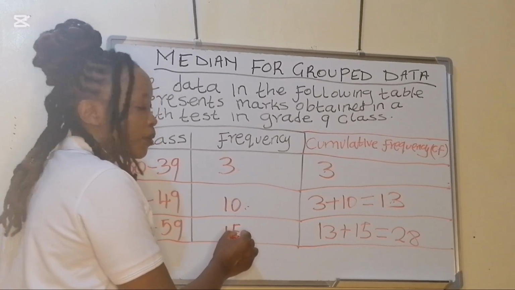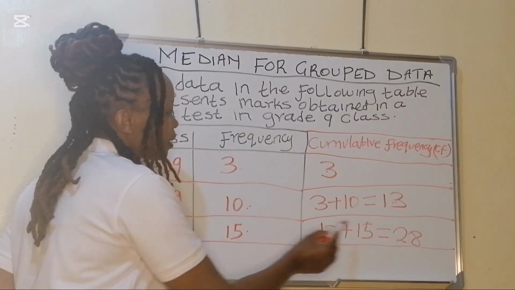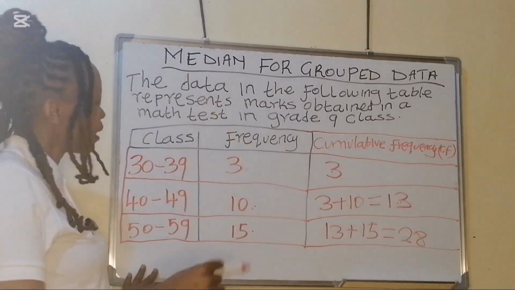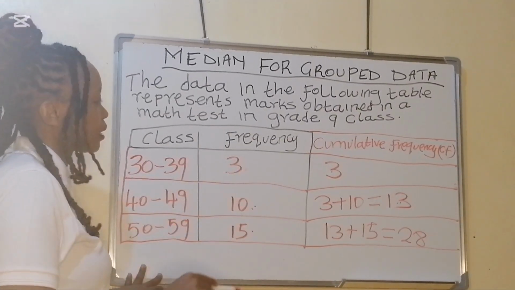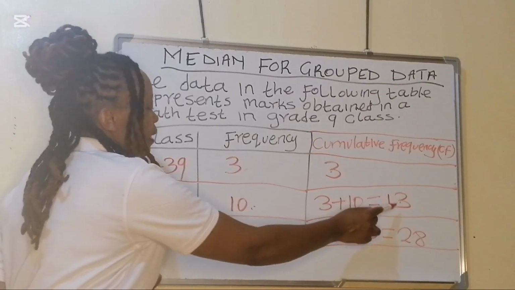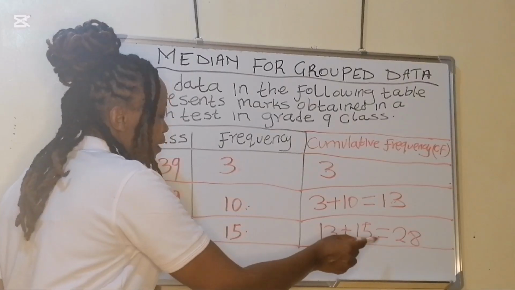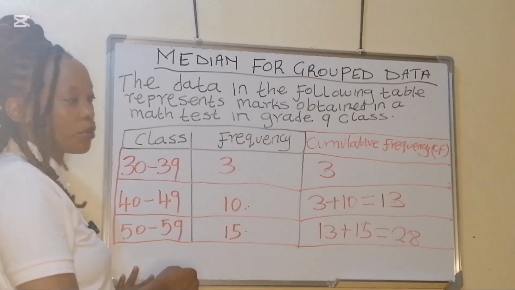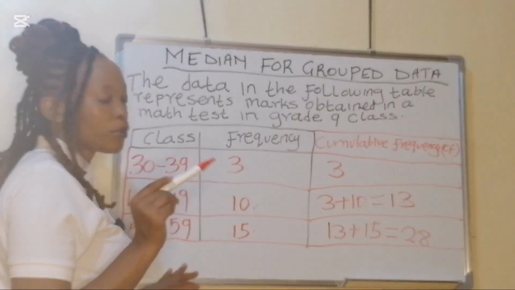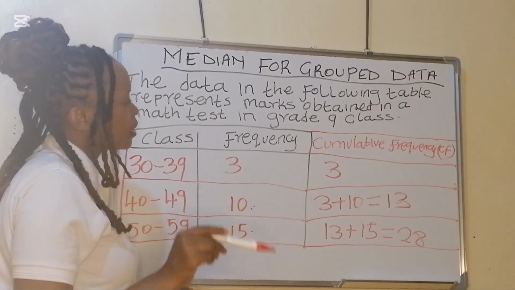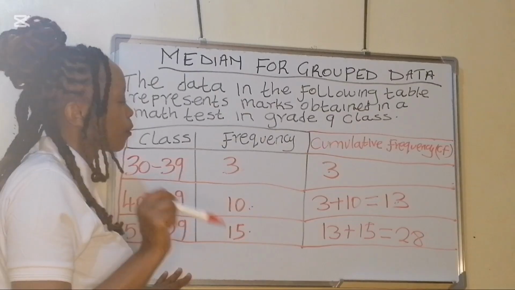Then when you go to the third row, you have 15 as frequency. 13 plus 15, you get 28. You can have as many rows as possible. That is how you go about it. 3 plus 10, 13. So if you have another one, it is 28 plus the other row. I hope you have understood how to calculate cumulative frequency. Don't fail when you are asked to calculate it. It is needed to calculate median for grouped data.